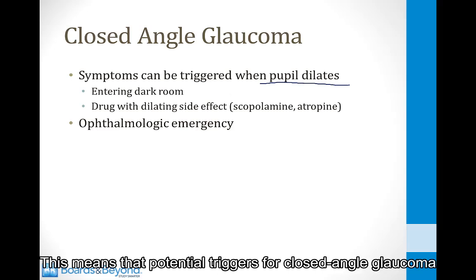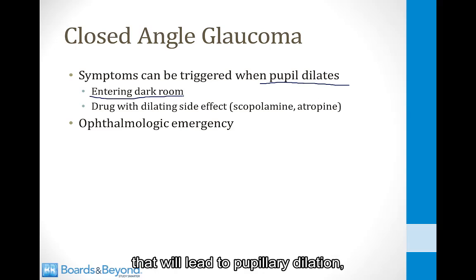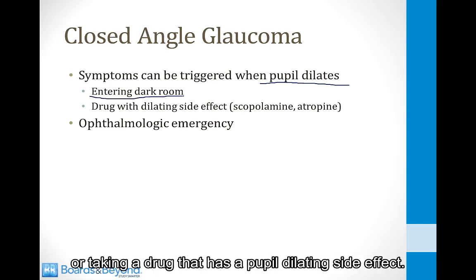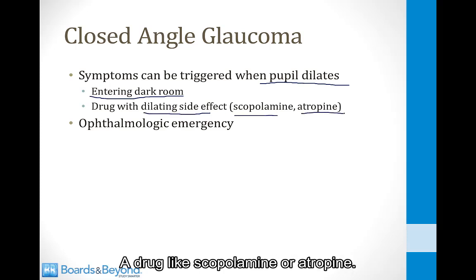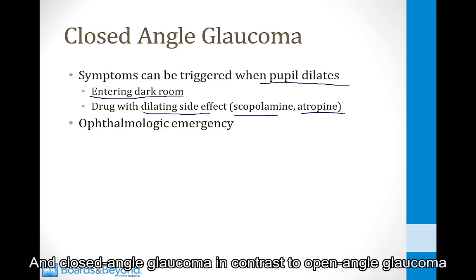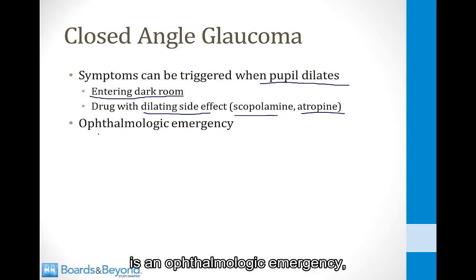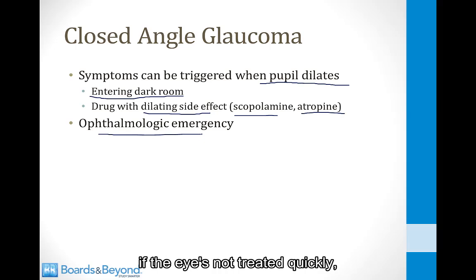This means that potential triggers for closed angle glaucoma include things like entering a dark room, which will lead to pupillary dilation, or taking a drug that has a pupil dilating side effect, a drug like scopolamine or atropine. These are muscarinic blocking drugs, and they can lead to dilation of the pupil. And closed angle glaucoma, in contrast to open angle glaucoma, is an ophthalmologic emergency. If the eye is not treated quickly, it can lead to permanent vision loss.